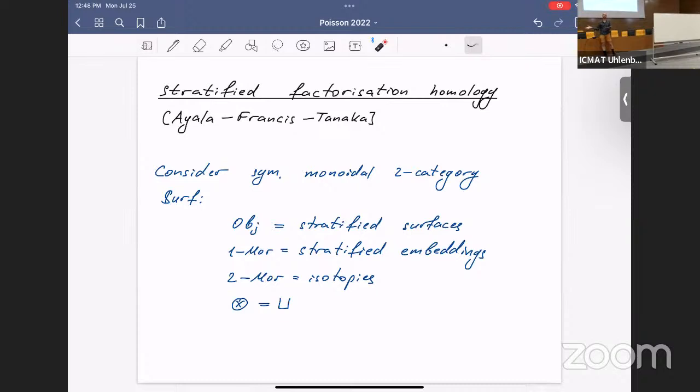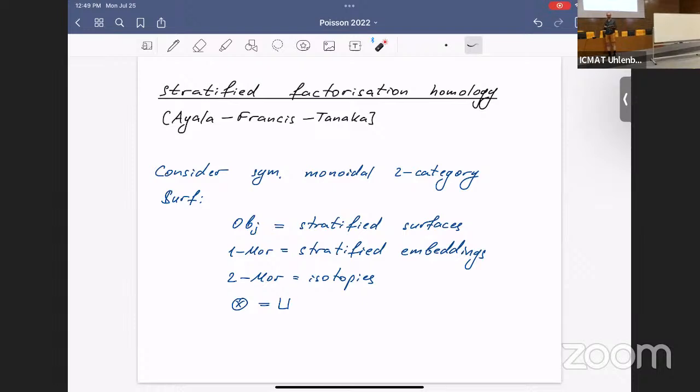So this is all work of Ayala, Francis, and Tanaka, and I promised that it's some functor from some category of surfaces to some category of categories. So the category of surfaces will be a two category. It will be monoidal and symmetric, and the objects are stratified surfaces. One morphisms are stratified embeddings. So it's embeddings of stratified surfaces which preserve all the data, which preserve the walls. G regions have to go to G regions, T regions have to go to T regions, and two morphisms are isotopies.